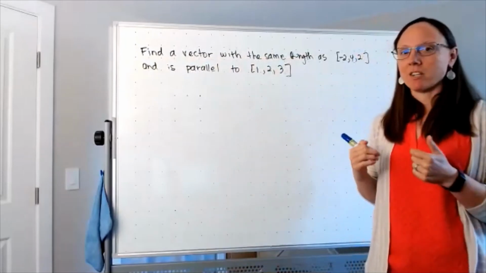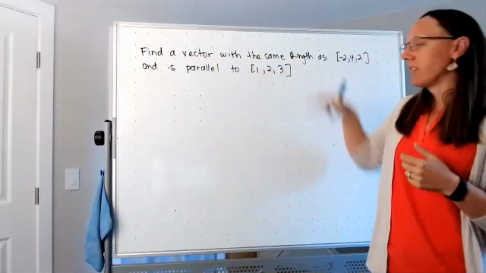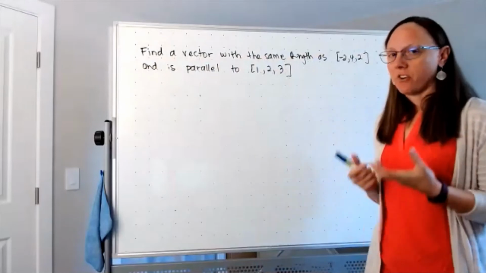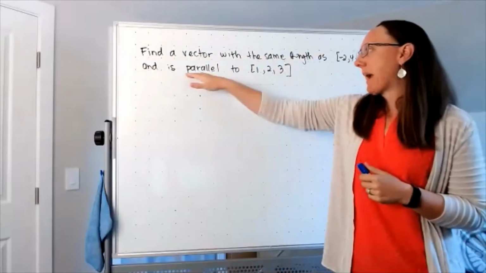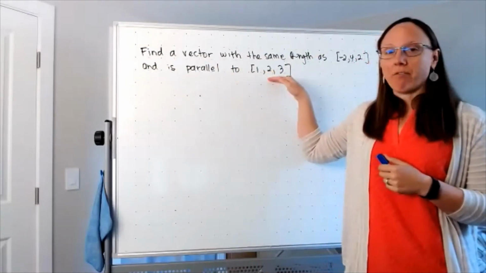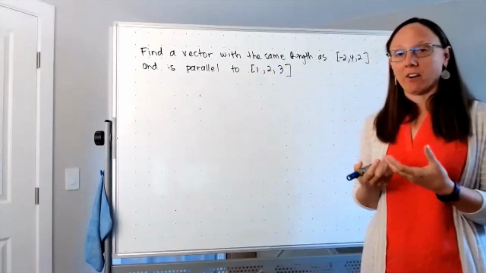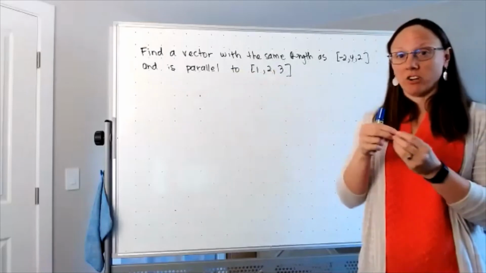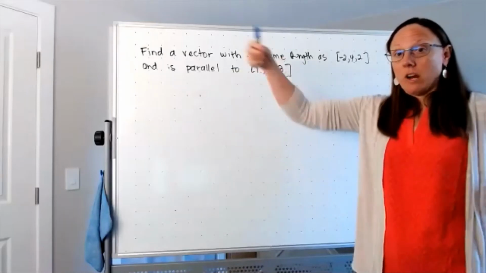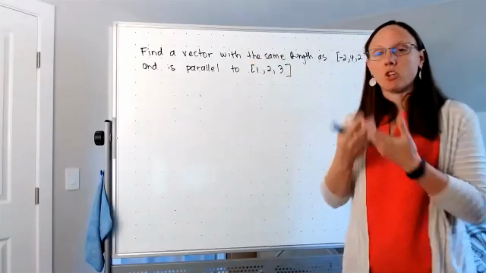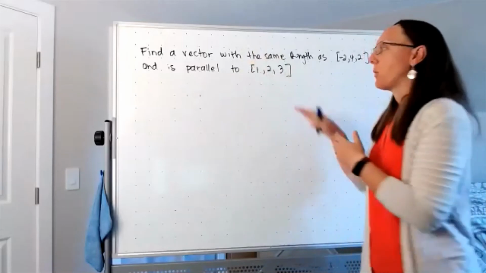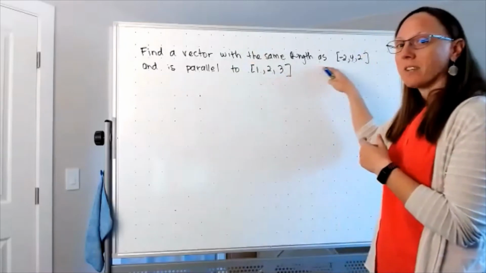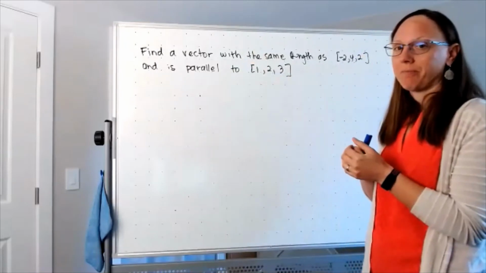For starters, if we're being asked something about the length, length and magnitude are interchangeable. There's another key word in here, and that's parallel. So if I have a vector and I want to construct a parallel vector, that's the same as saying take this vector and either stretch it or shrink it, but don't change the direction. So we want to preserve the direction of this vector, but use the length from this vector.